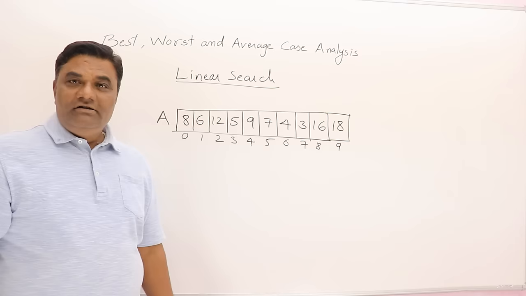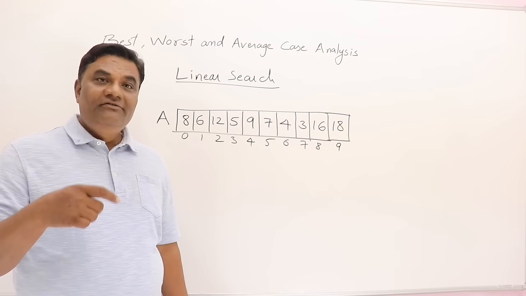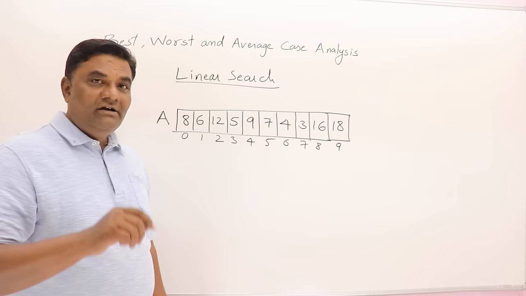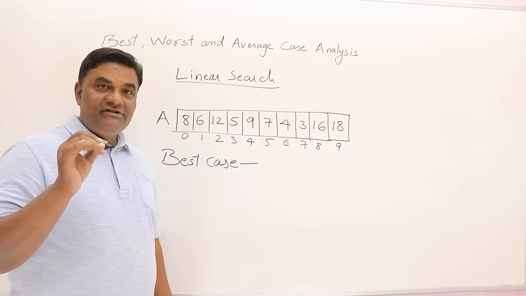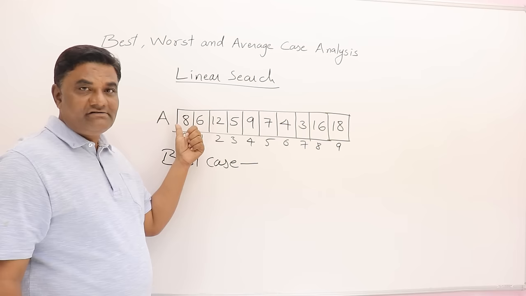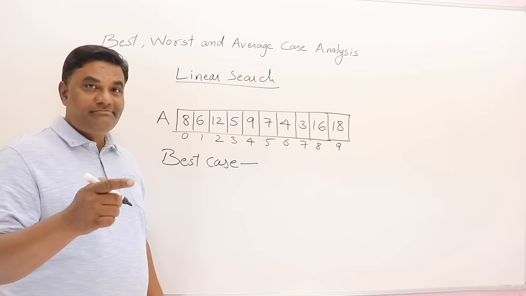Now let us understand what is best case and best case time, what is worst case and worst case time. We will find this out in the linear search algorithm. First, let us see what is best case. You may be searching for any element from the list, but if you are searching for a key element which is present at the first index, the very beginning index, then that is best case.